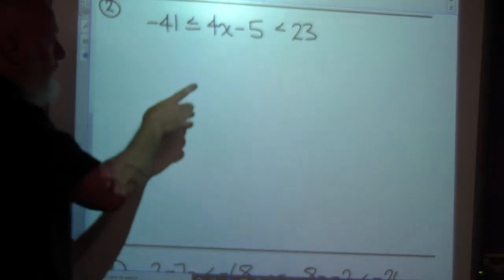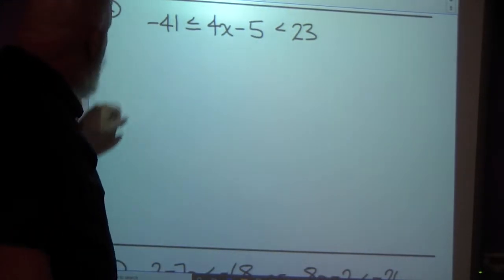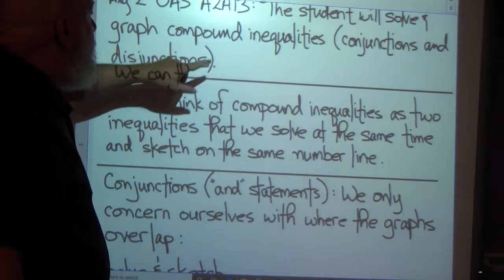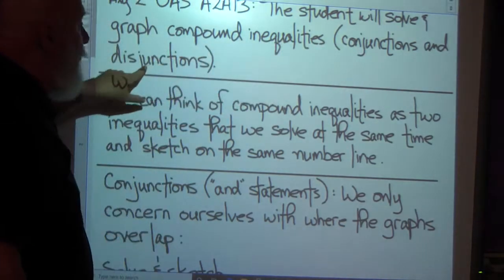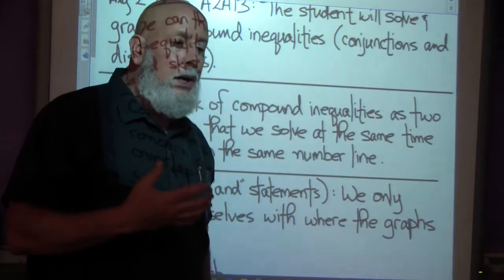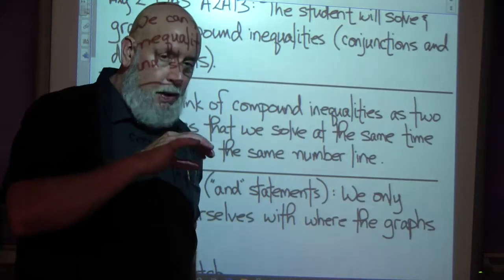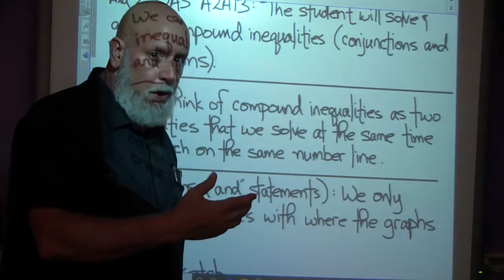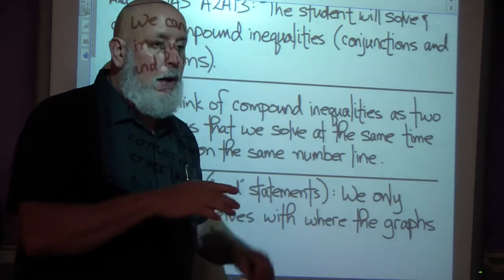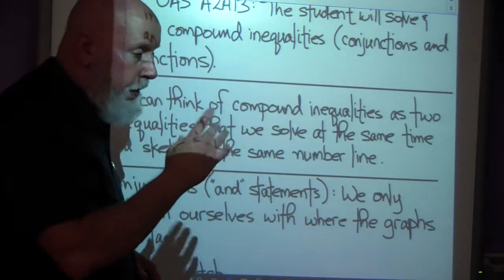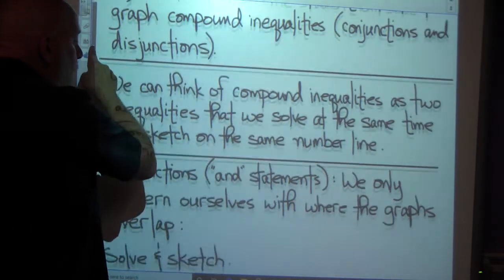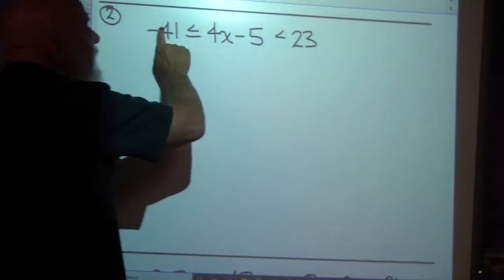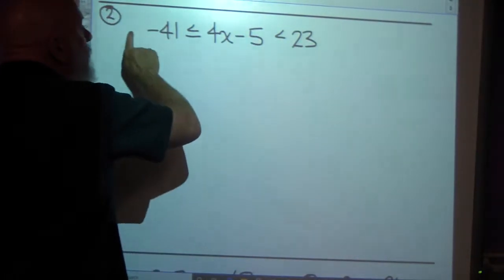Here's another conjunction. The reason I know it's a conjunction right off the bat: there are conjunctions and disjunctions. And if your combined inequality, or compound inequality, doesn't have the word or in it, it's a conjunction. If it does have the word or, it's a disjunction, and we don't worry about where they overlap. Hopefully that will make sense here in just a second. I look up here and I say, hey, this is a conjunction.